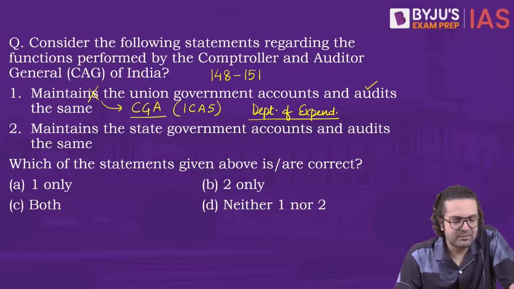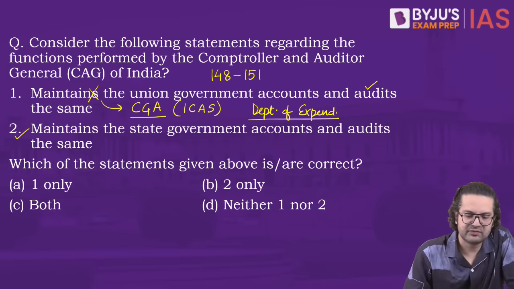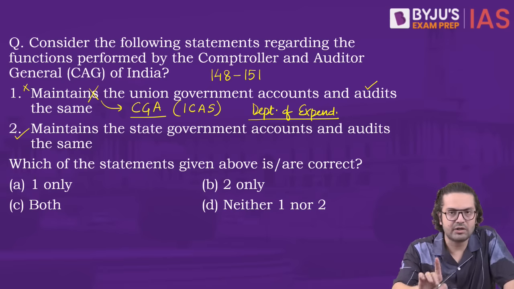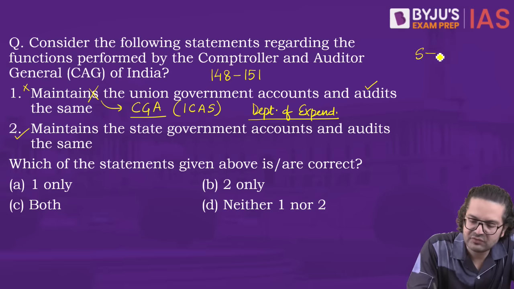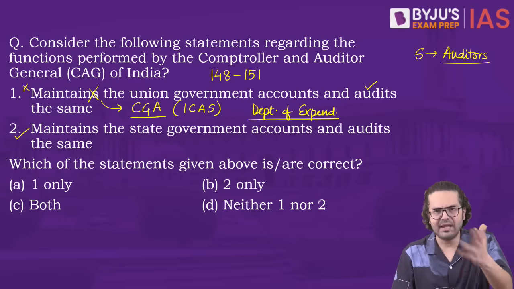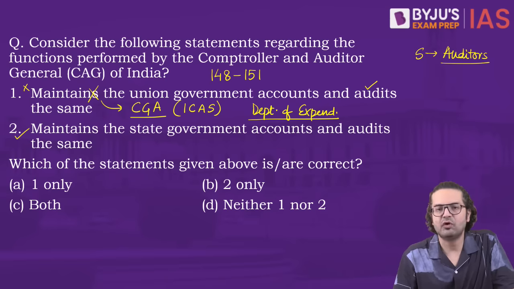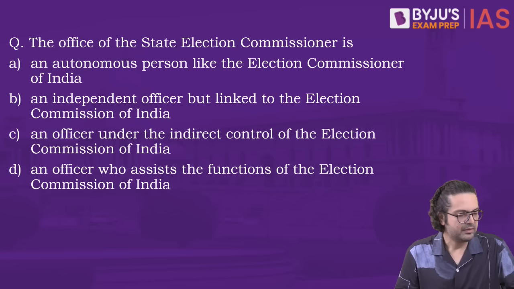CAG maintains the state government accounts and audits the same. Yes, this is correct. 1 is wrong, 2 is right. And mind you, the CAG does not audit local bodies. For local body audit, every state will have its own auditors that the state by law will decide. Okay, not the CAG. CAG might help, but will not directly audit. So 1 is right, 2 is wrong. Which of the statements is correct? B, 2 only. Next question.